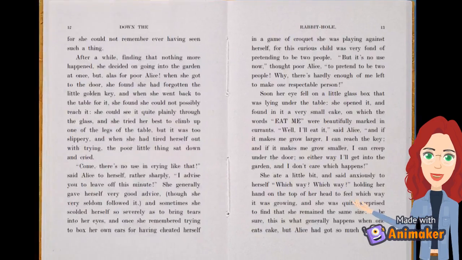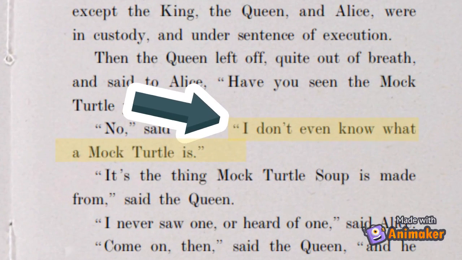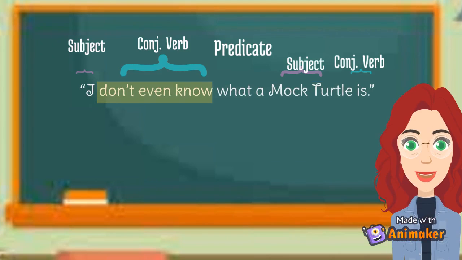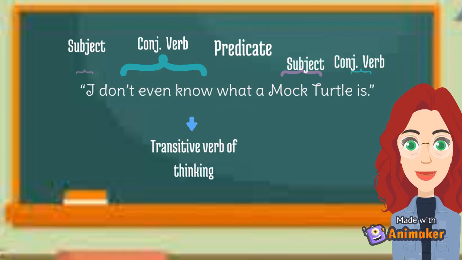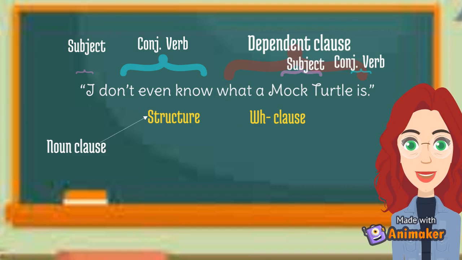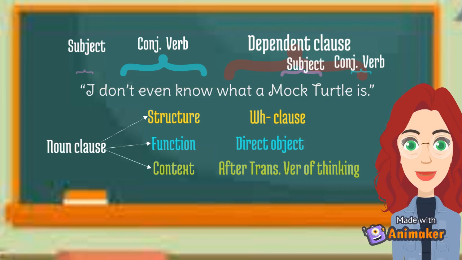Now, let's go to page 137. In this complex sentence, "I don't even know what a mock turtle is," we can identify the subject and the predicate. In the predicate, we find the conjugated verb "don't even know," where the main verb corresponds to a transitive verb of thinking. The dependent clause is a noun clause with the structure of a WH clause, because the subordinate clause starts with the subordinating conjunction what. The function of this clause is direct object. The context is after a transitive verb of thinking, and the main use is a statement.